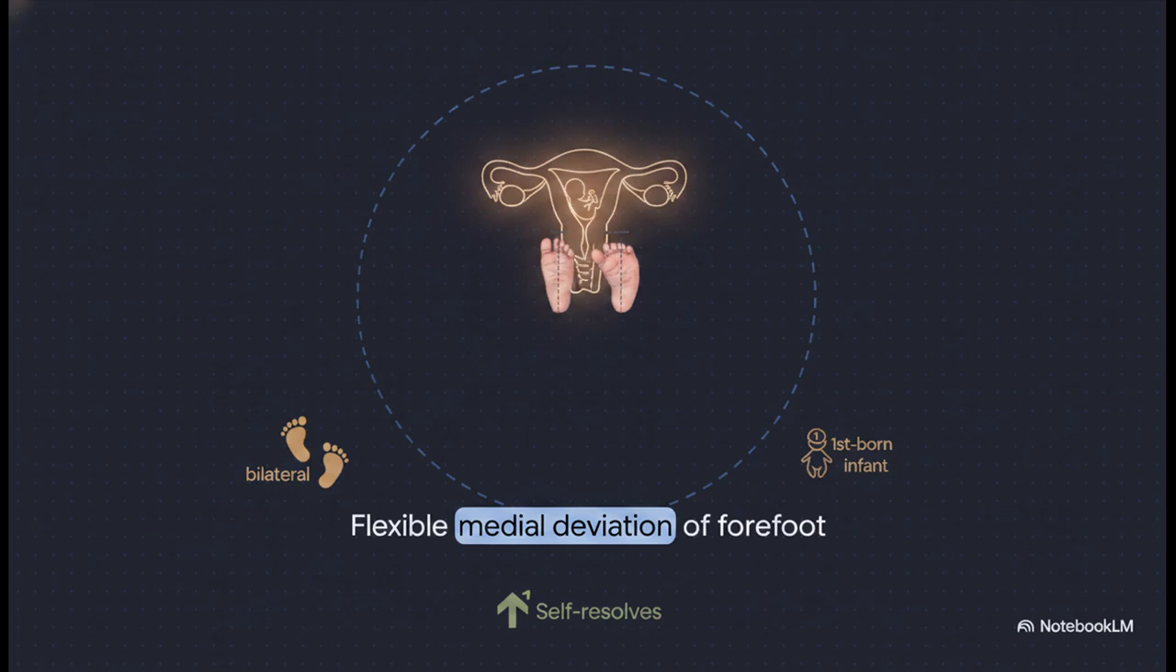Notice that medial deviation of the forefoot seen here in metatarsus adductus. This condition is very often bilateral, and we see it most frequently in firstborn infants. The primary cause? It's simply crowded positioning within a smaller primigravid uterus. Because the foot is completely flexible, it self-resolves. So again, you just reassure the parents.